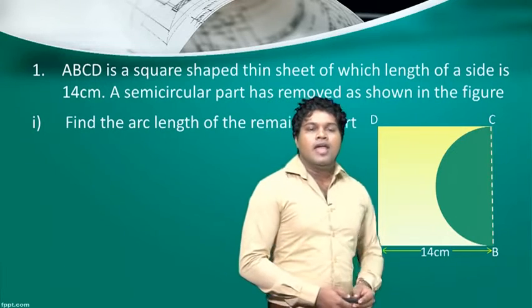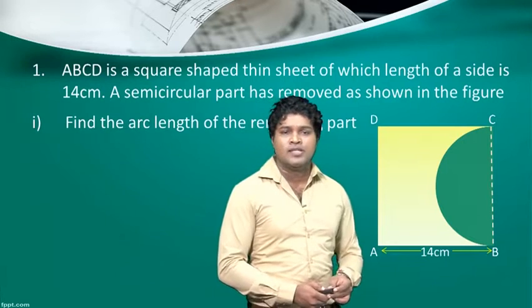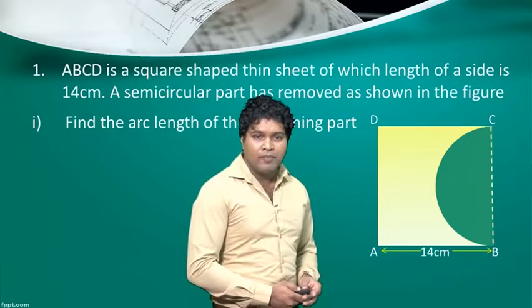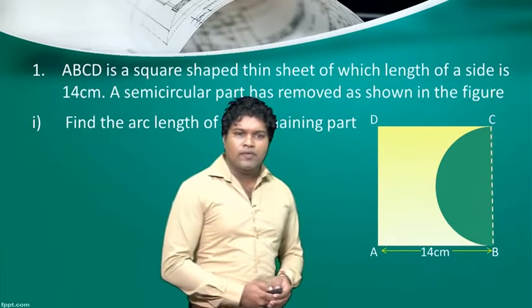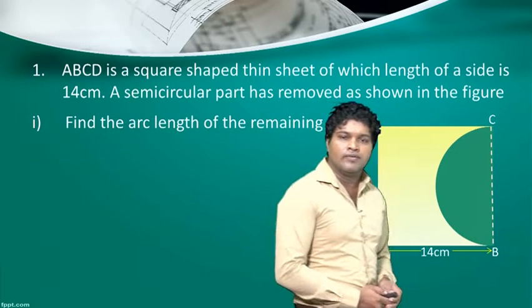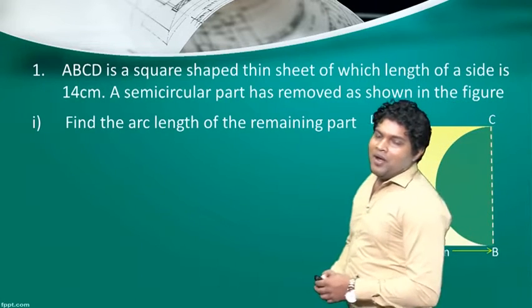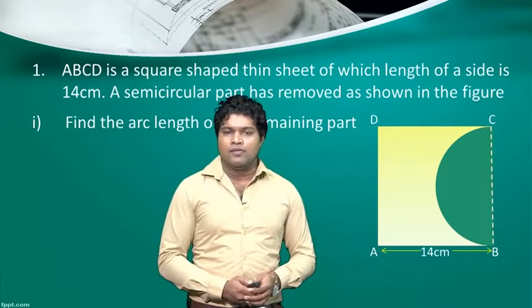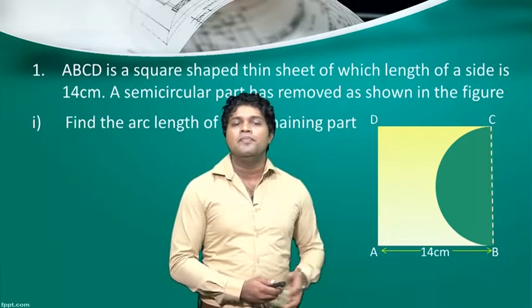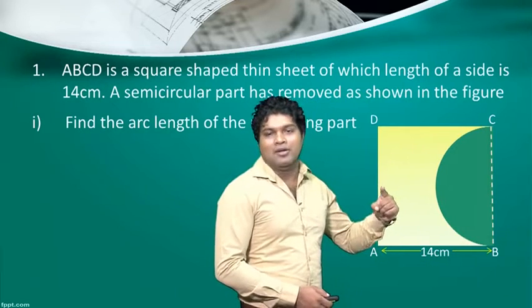ABCD is a square-shaped thin sheet of which the length of a side is 14 centimeters. A semicircular part has been removed as shown in the figure. First question, find the arc length of the remaining part. My dear students, first they are asking for the length of the arc. You can see the BC arc length, you have to calculate the length of the arc.